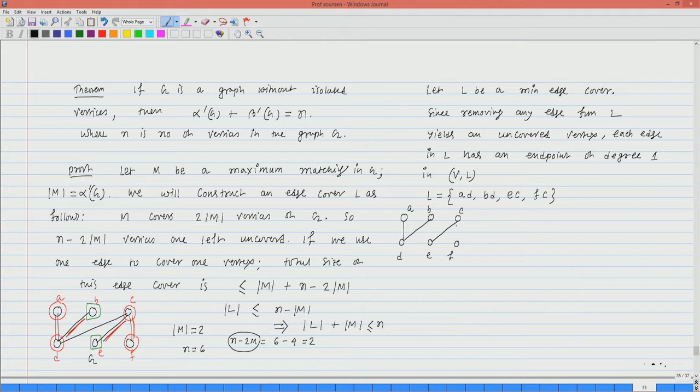E, C and F G. So, this is the graph VL. So, it says that since removing any edge from L yields an uncovered vertex, there is no unnecessary vertex because this is a minimum edge cover. So, if there were an edge in this graph such that both the endpoints are of degree 2, then basically you could remove that edge from the edge cover.